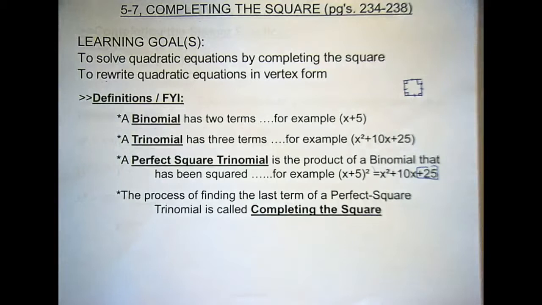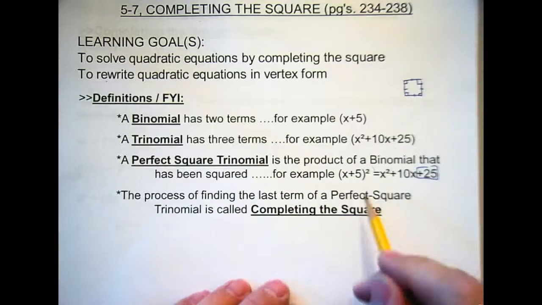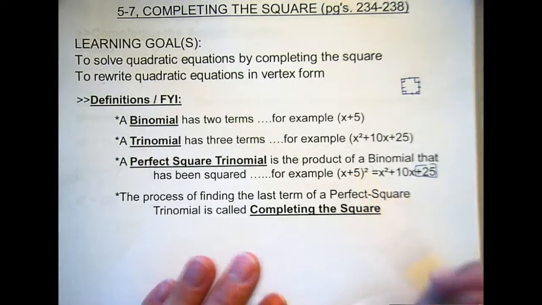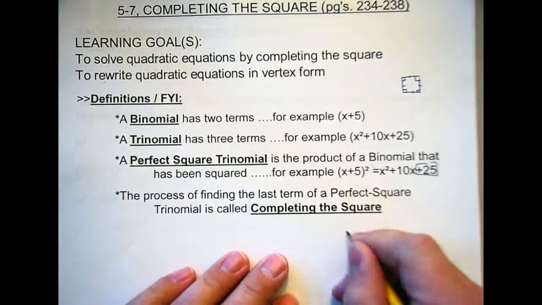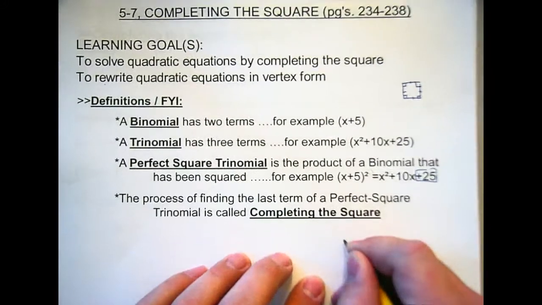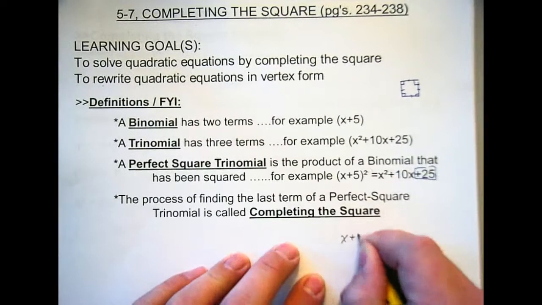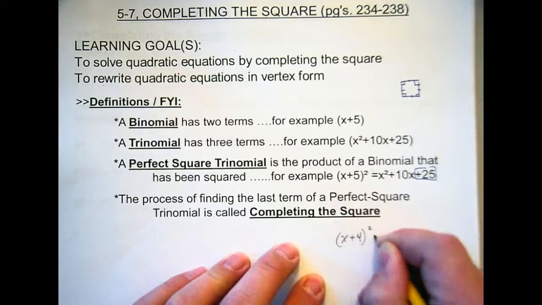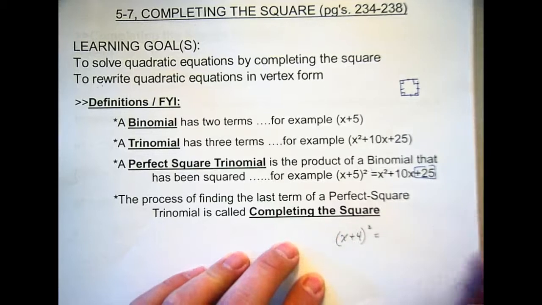All right, so to show you the benefit of having it in this form, let's do a different problem. Let's say I have the equation x plus 4 quantity squared equals 7.